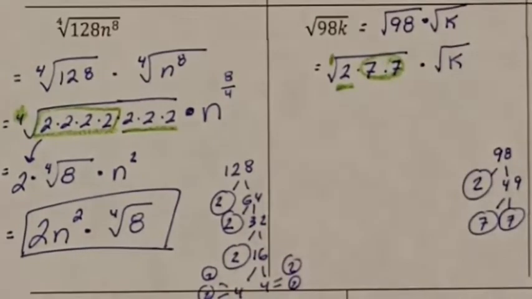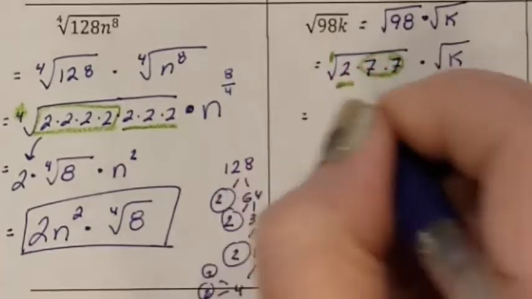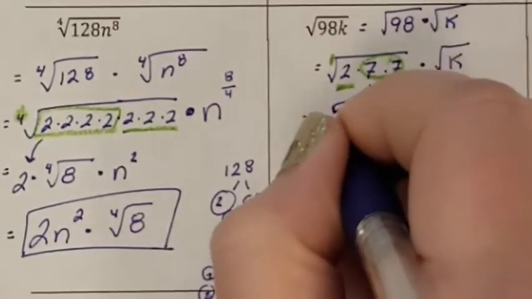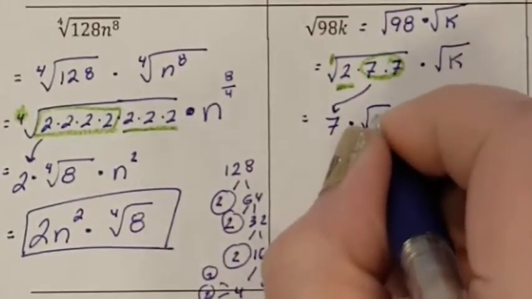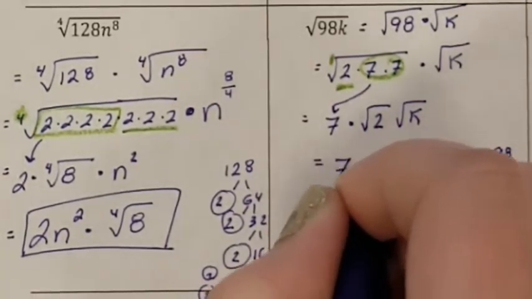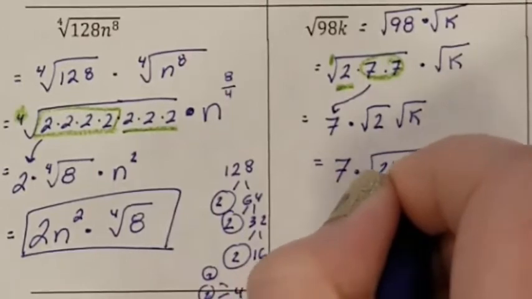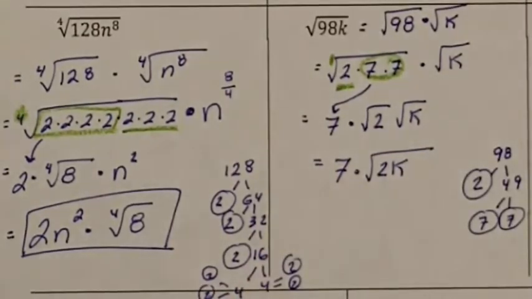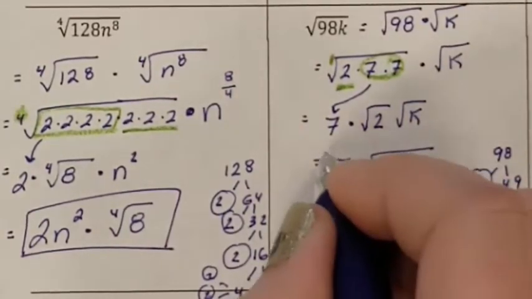The poor 2 could not make a group of 2. So I have the 7s got to escape. The poor 2 could not, and the poor k could not. So only the 7 escaped, and the 2 and the k got multiplied and were inside the same radical. So my final answer is 7 times the square root of 2k.